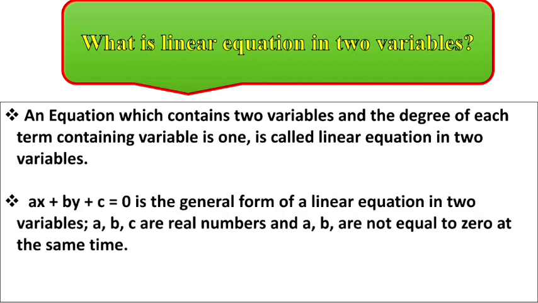Now ax plus by plus c equal to 0 is the general form of a linear equation in two variables. Here a, b, c are real numbers, and a and b are not equal to 0 at the same time. It means x and y are the variables, and a, b, c are real numbers. For example, 4x plus 7y equal to 3. The variables have degree 1.